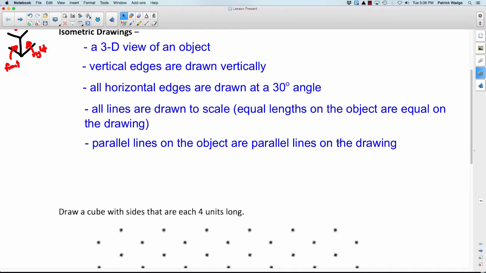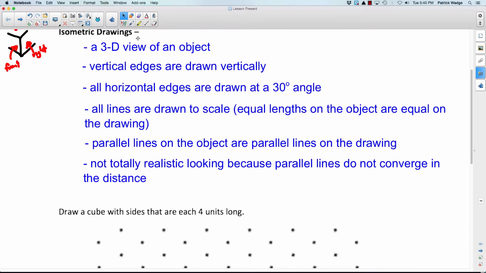But remember, in real life, parallel lines, think of the railroad tracks we talked about before, what does it look like if you look way down those parallel railroad tracks? It actually looks like those railroad tracks get closer and closer and closer together. They don't actually, but that's what it looks like. So for this reason, isometric drawings are not totally realistic looking because the parallel lines do not converge in the distance, and that's what happens in real life.